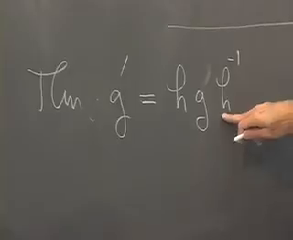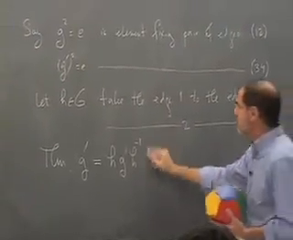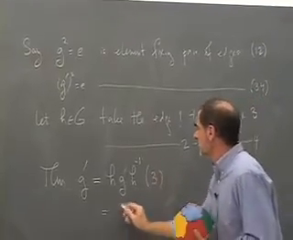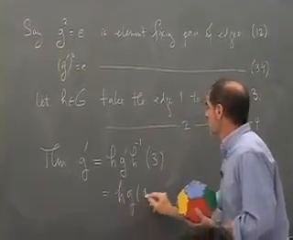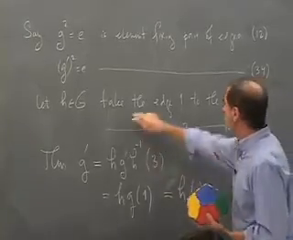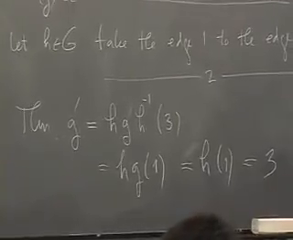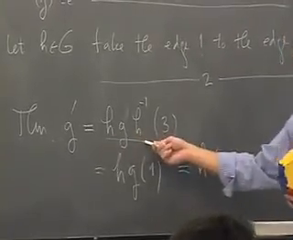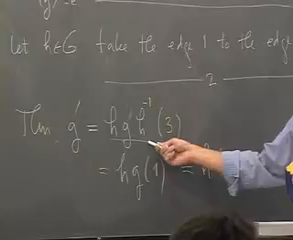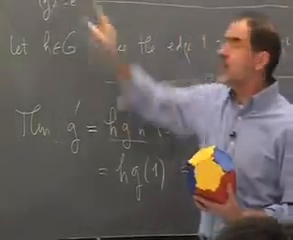H takes the edge 1 to the edge 3, so H inverse takes the edge 3 to the edge 1. G fixes the edge 1, so it's H of 1, and H takes 1 back to the edge 3. So this element, whatever it is, fixes the edge 3. It also fixes the edge 4, and there's a unique element of order 2 that fixes the edges 3 and 4, which is our element G prime.